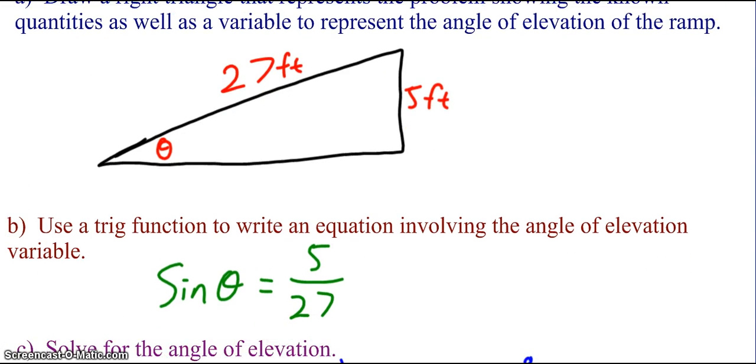So then a trig function that I could use to involve the angle of elevation would be sine, because sine is opposite over hypotenuse. I could also use any of the other trig functions because I could use the Pythagorean theorem and find the third side of the triangle. But since I don't like to do more work than I need to, I'm going to use sine. So I know sine of theta is 5 over 27. So again here, if you got stuck at this step, pause the video and see if you can solve for theta. If you are checking work, let's move on.